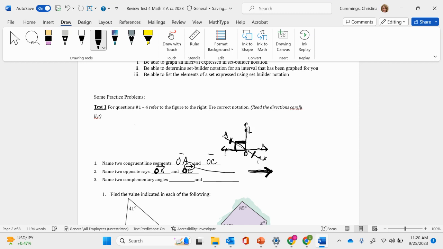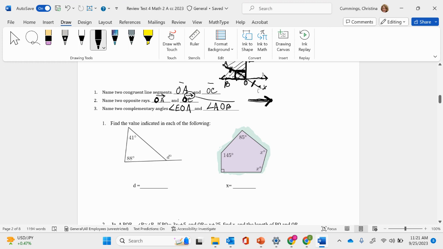So angle EOA, this angle right here, angle EOA, together with angle AOB, angle AOB. These 2 angles together make a 90-degree angle. Don't give me the 90-degree angle in your answer. That's wrong.